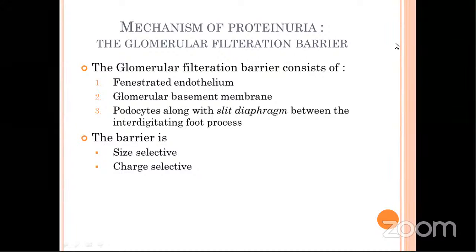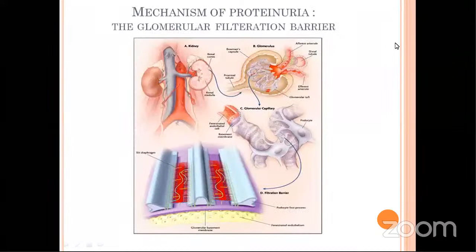First, the glomerular filtration barrier consists of the fenestrated endothelium, the glomerular basement membrane, and the podocytes, along with the slit diaphragm between the interdigitating foot processes. In a more graphic presentation, this is, as we all know, our kidneys. If I take a cross section of it, this is the whole Bowman's capsule along with the glomerulus. Take a small section and magnify it under an electron microscope, and it is a picture very similar to this.